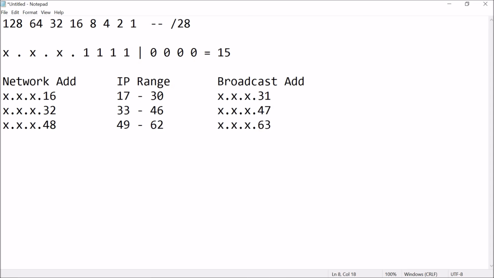And there you have it. This is how simply we compute for the network address, IP range, and broadcast address if and only if the given is only a CIDR or subnet for your IP address.